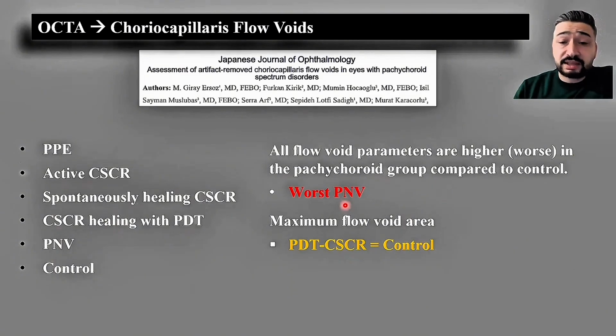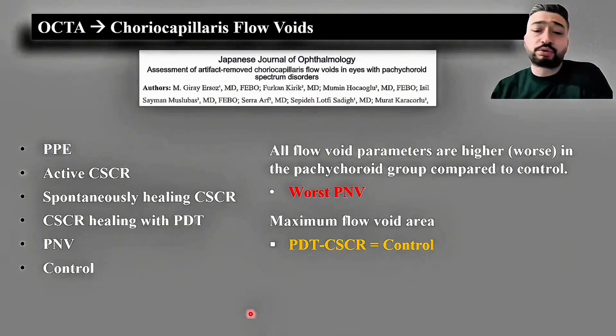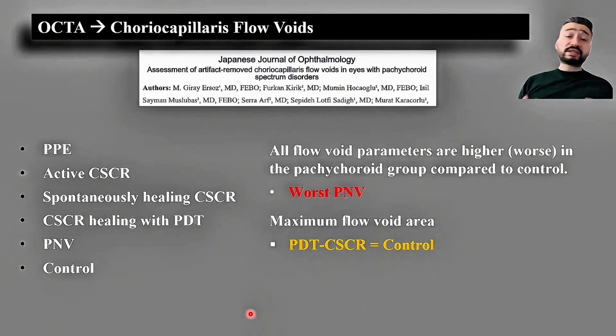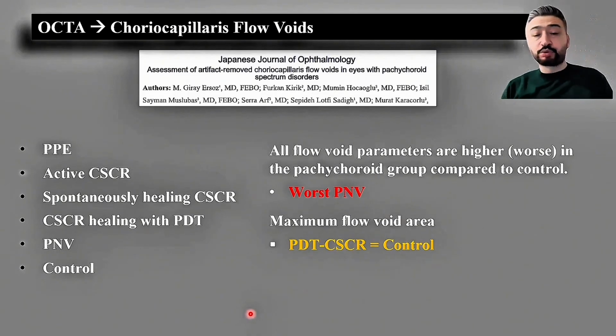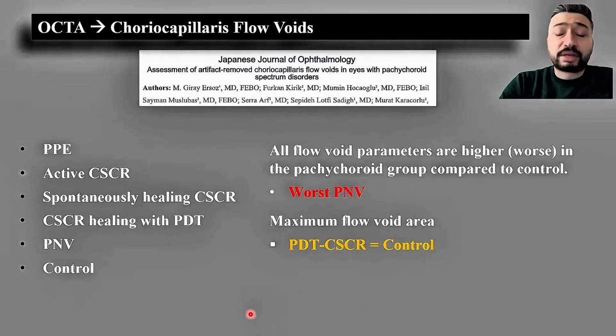However, interestingly, in only one parameter, no significant difference was found between PDT-healed central serous chorioretinopathy and controls. This was maximum flow void area. Our parameter that shows colocalization with pachychoroid neovasculopathy, neovascularizations, and pachyvessels did not differ in PDT-healed central serous chorioretinopathy and the control group. This was actually a finding contrary to what we expected, because what do we expect?